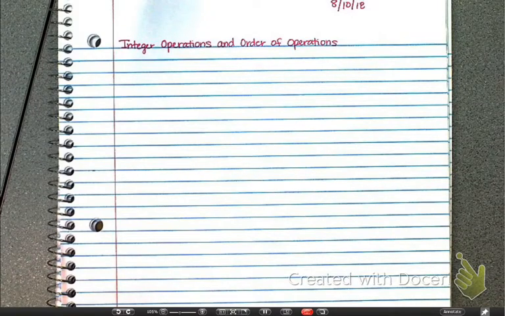Who can tell me what an integer is? Actually, before we even do that, make sure you have the title and the date, because you will need the title and the date on your notes. Obviously, right? Okay. What is an integer?